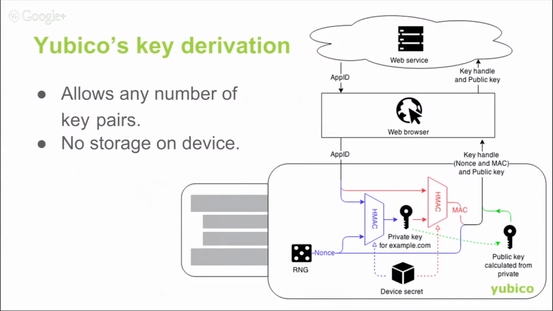Any number of key pairs can actually be stored on the device, stored within air quotes as well, because what we're actually doing is we're not storing anything on the device. This is not part of the U2F specification, but the specification states some similar ways to do this. This happens to be our implementation of how we do this.